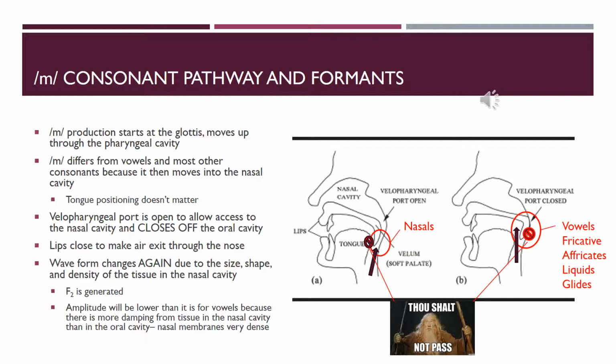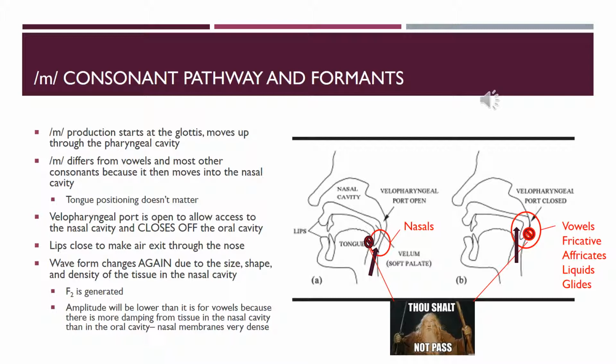So when you produce the M sound, it doesn't really matter where your tongue is. You can move your tongue around, wiggle it around in there, and it doesn't change the sound because the sound's not coming through your mouth, it's coming through your nasal cavity. On the right, we have a diagram that shows the opening and closing of the velopharyngeal port. So when we make the M sound, the velopharyngeal port is open to allow access to the nasal cavity, and it closes off the oral cavity. The lips close to make the air exit through the nose as well.